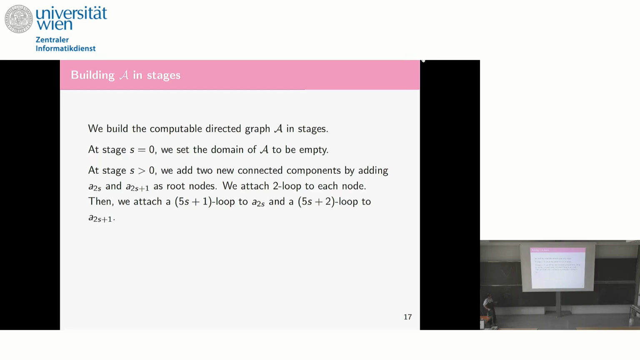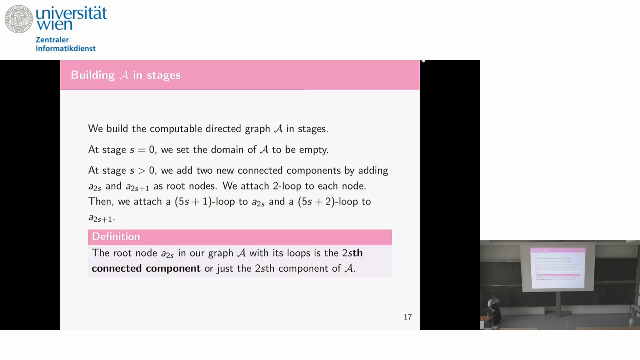Of course, you add these cycles in such a way that you can differentiate between the two of them. I'm going to refer to these connected components by the labels on their root nodes. So the root node a_{2s} in our graph, that includes the node and any other connected nodes with these cycles, I'm going to refer to as the 2s connected component of A moving forward. So this is the base of your graphs.